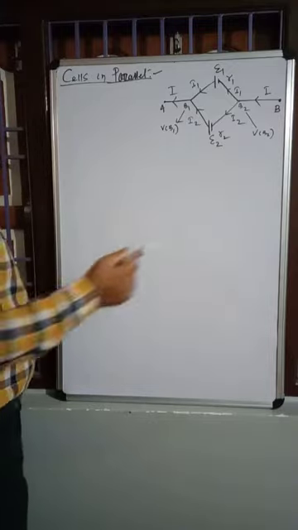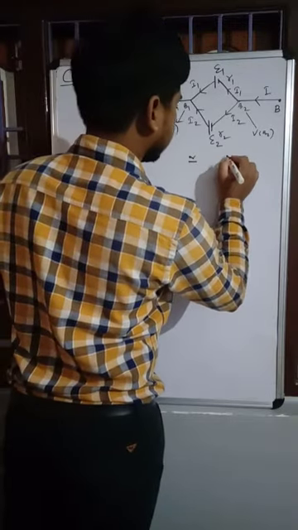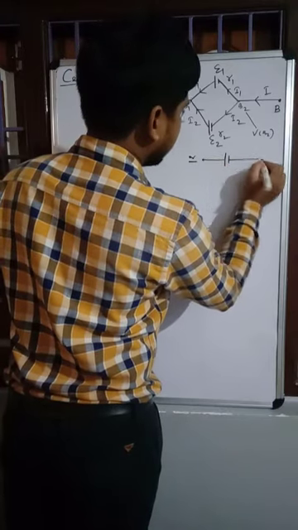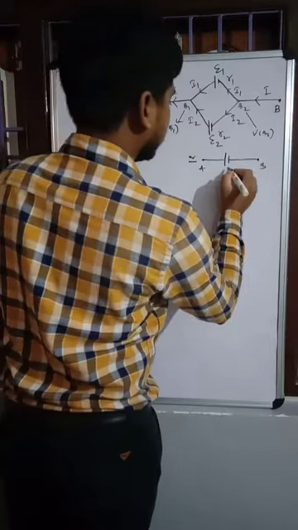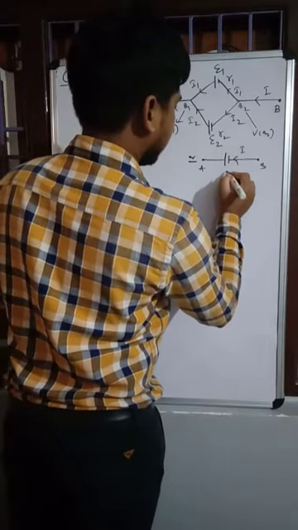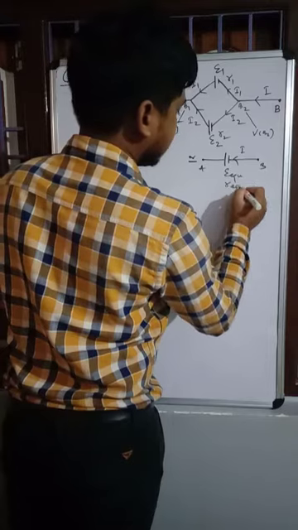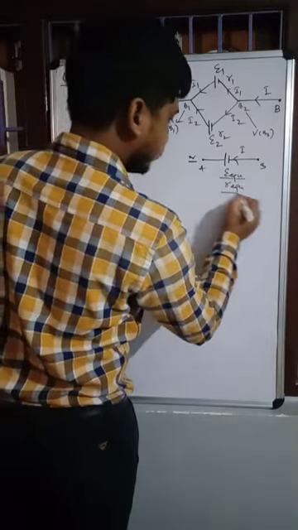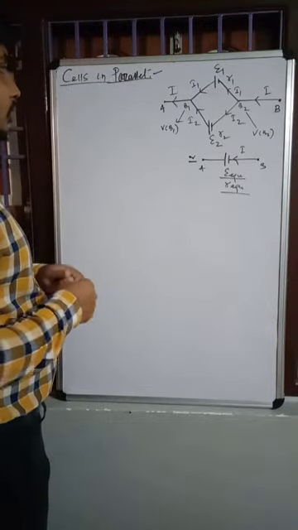If you draw the equivalent circuit for these two cells, it will be like this, and this will be joined across the points A and B, having EMF E equivalent and internal resistance R equivalent. So here also you have to find out the equivalent EMF and the equivalent internal resistance.